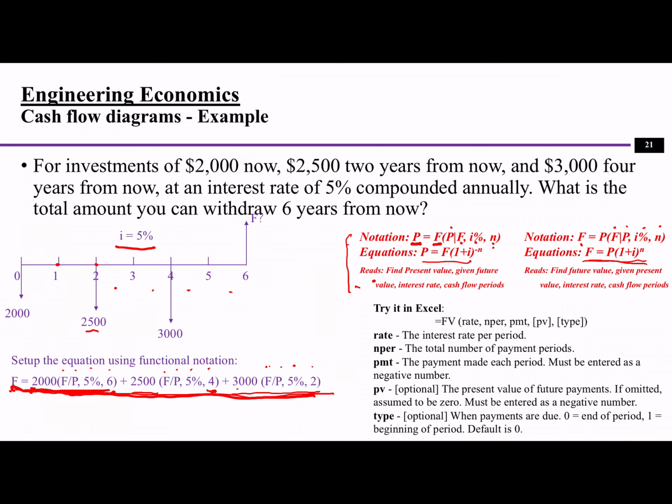Rate means the interest rate per period. NPER means the total number of payment periods. PMT means the payment made each period. It must be entered as a negative number. Why is it a negative number? Because you are looking for a future value.